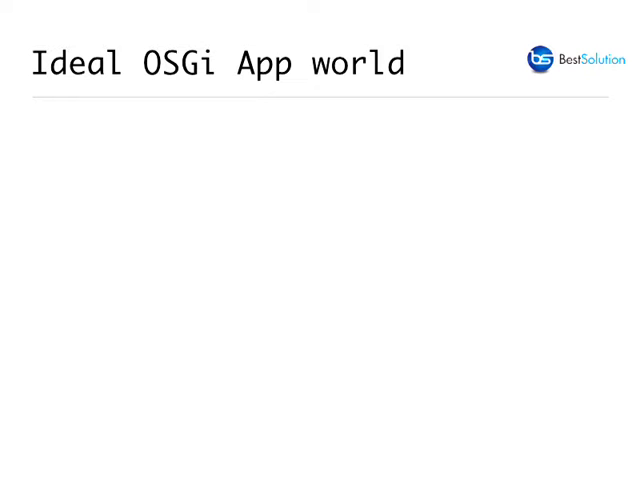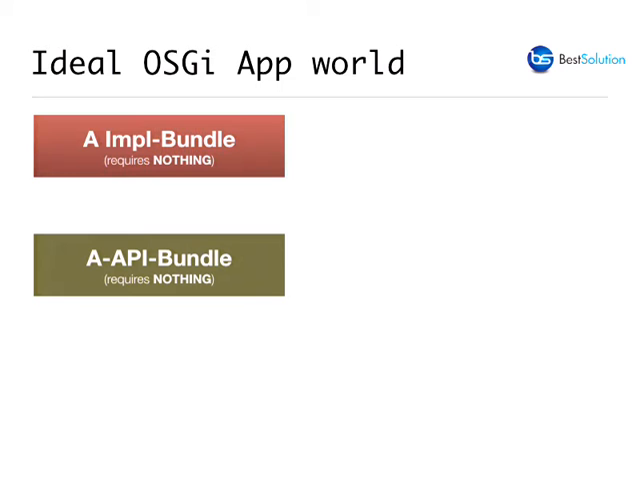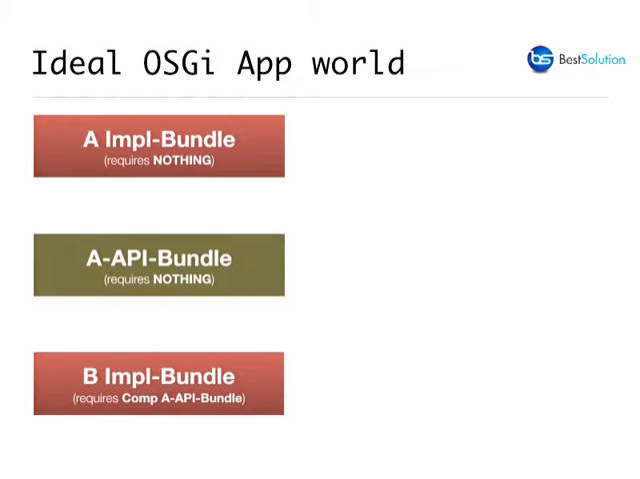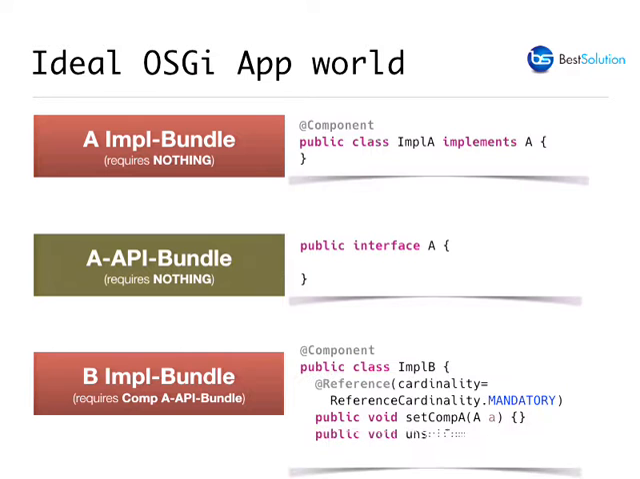Let's take a look at the ideal world. We have an API bundle, which depends on nothing. We have an implementation bundle, also depending on nothing. And we have another implementation, another component bundle that uses our API bundle. So in OSGi, you would define here an interface. You would spec here a component. And you would spec here a second component, which has a reference to the other component.